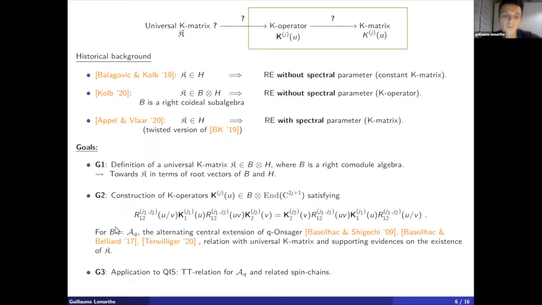And we will consider in particular the case B equal AQ, which is the alternating central extension of the qOnsager algebra. And we will give some relation with the universal K matrix here. And finally, we want to see what application can be done with the T relation and what are the related spin chains for these models.